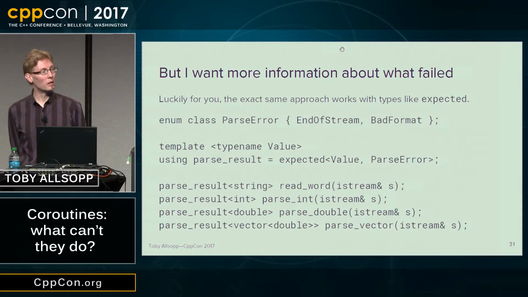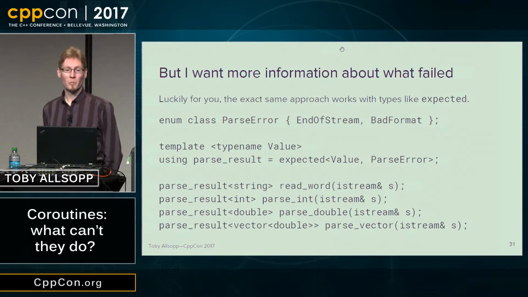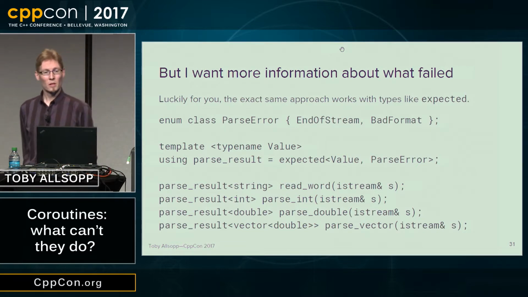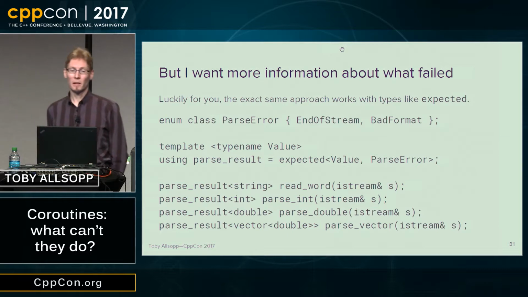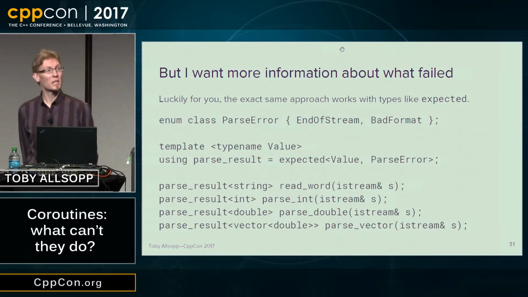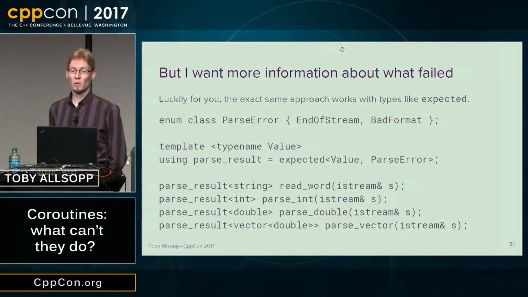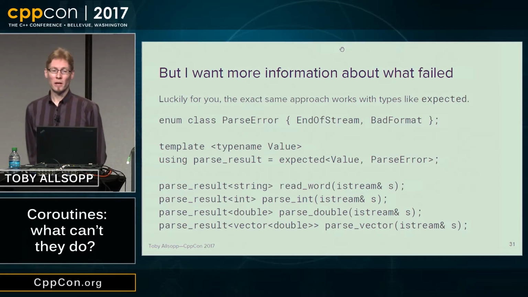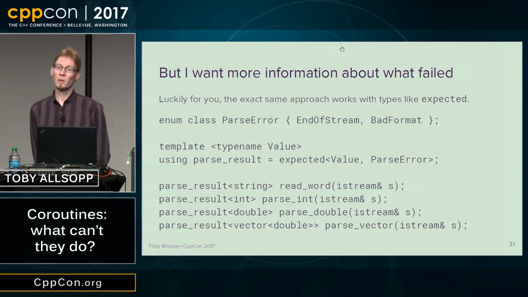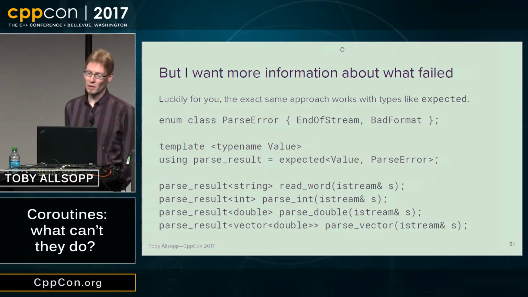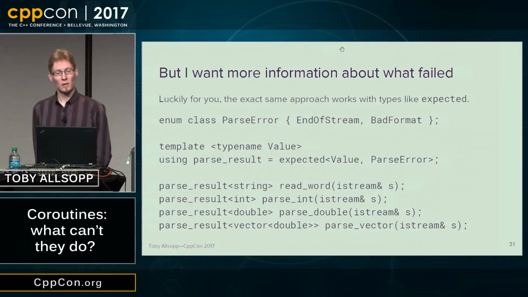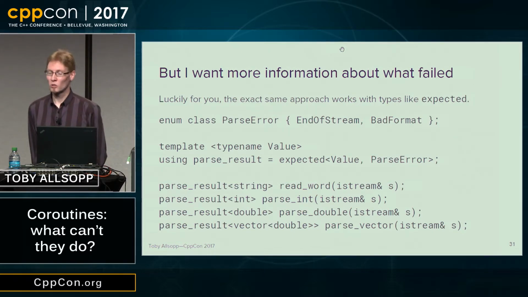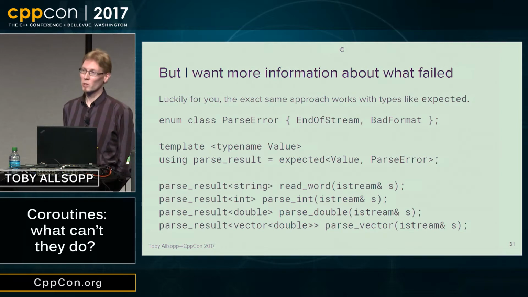So what if optional is not quite enough information? Well, luckily, the exact same approach works if you've got something that's like optional. So, for example, if you had an expected class template, which could either be a value or some kind of error, you could use that. The implementation of the coroutine stuff for that is pretty much the same.